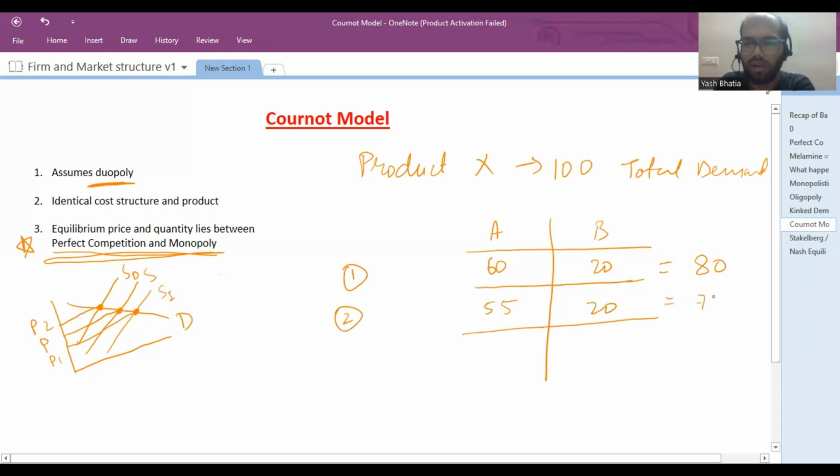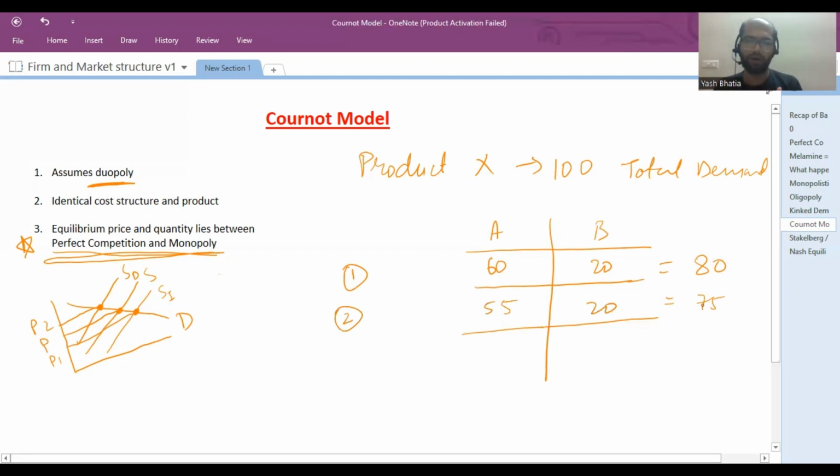So now the total supply in the market is 75. Since A has reduced the supply, due to the reduction in supply the price of the commodity increases and A is now earning abnormal profits. Okay.